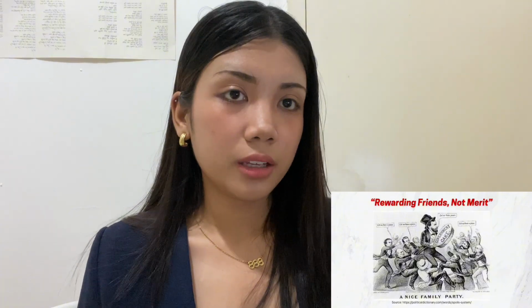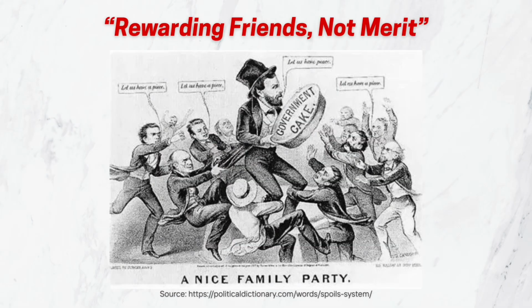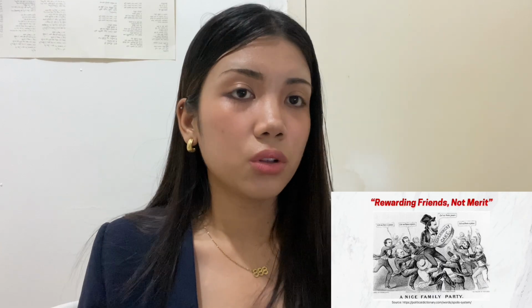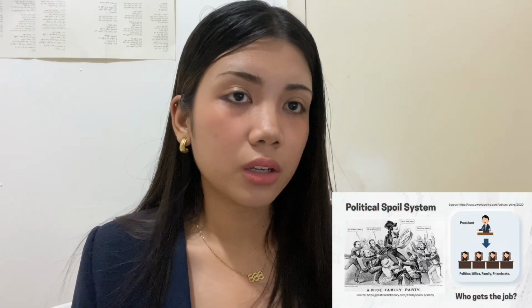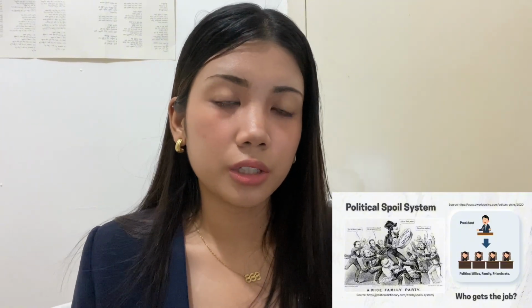With that, I'm going to discuss 3 points that explain why there is a bureaucratic inefficiency in our country. The first point is because of the political spoils system. As we can see in the caricature, we have there rewarding friends and not merit, because as we all know, giving jobs, appointing or electing even, is highly significant when it comes to our country or the government.